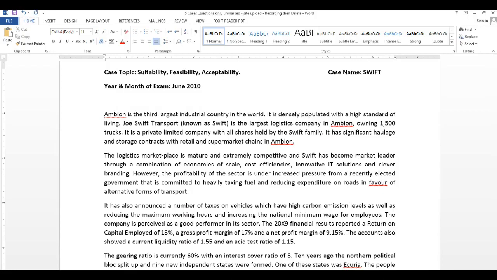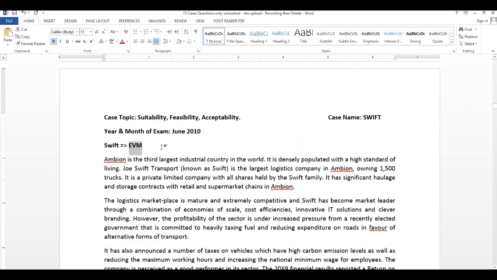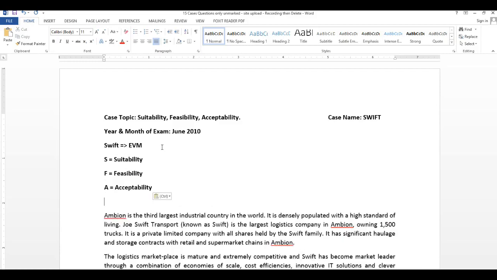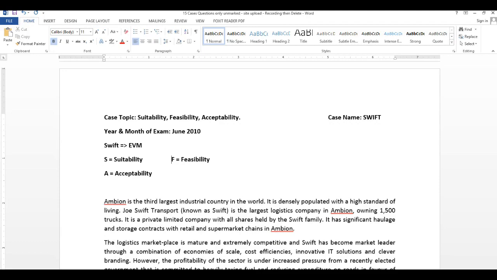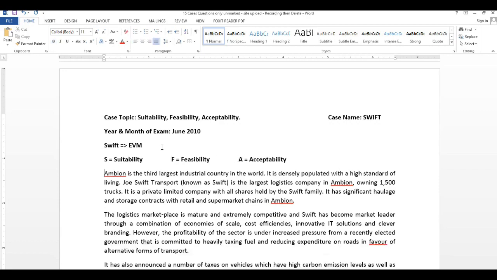So there are two companies here. One is Swift, and Swift is going to take over EVM. Your job is to find out whether Swift is in a position to acquire this company, whether they have the resources to do it, whether EVM would be a suitable target, whether it is feasible with the capabilities of this company, and whether the shareholders will accept this kind of acquisition. So you have to have an idea about both the Swift company and the EVM company. We have to analyze this case in terms of three things: suitability, feasibility and acceptability. So we will mark it as S, F and A.